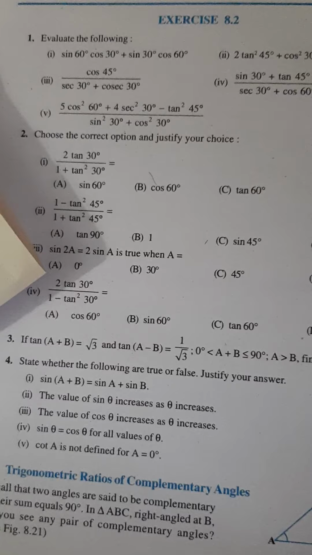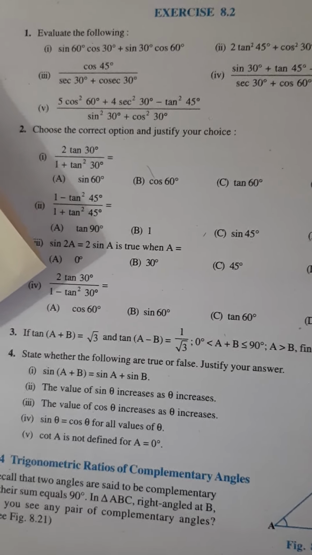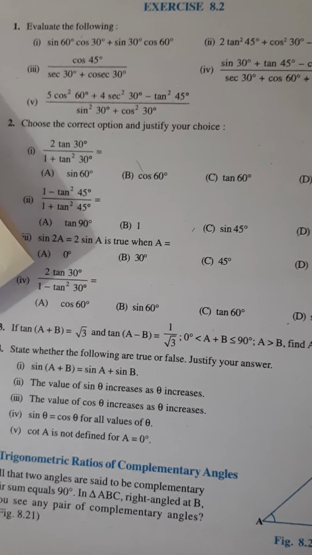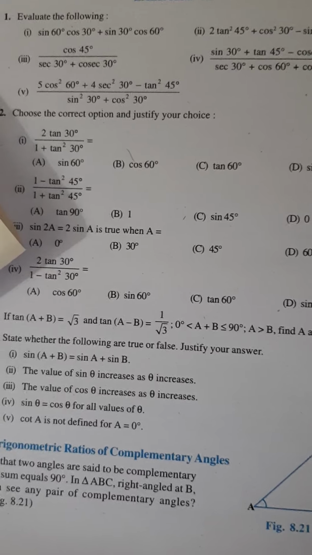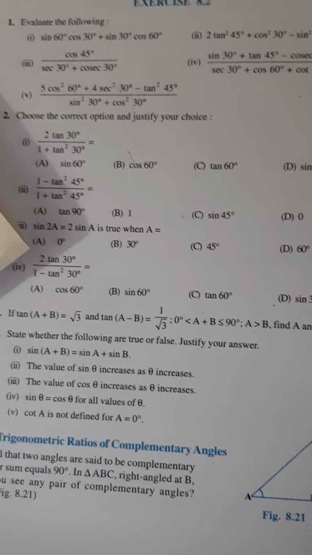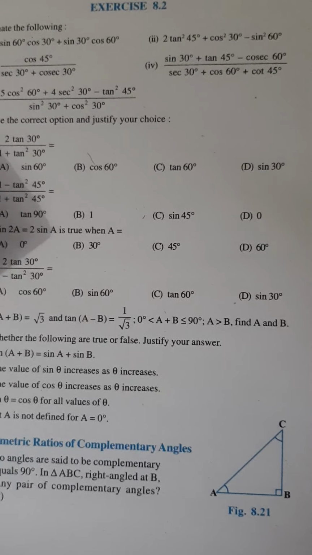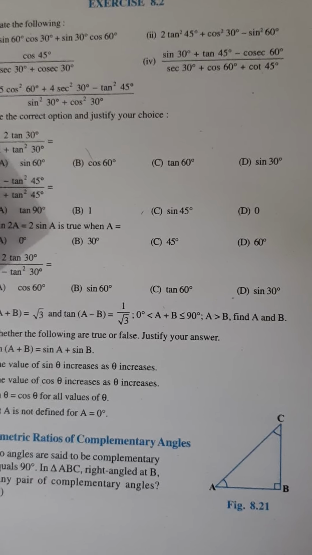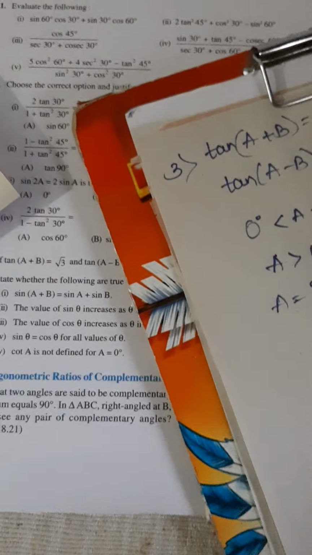tan(A + B) is equal to root 3 and tan(A - B) is equal to 1 by root 3, where A + B is not equal to 0. Here A is greater than B and we have to find the A and B values. So they have given two things here and we have to find out the A value and B value.